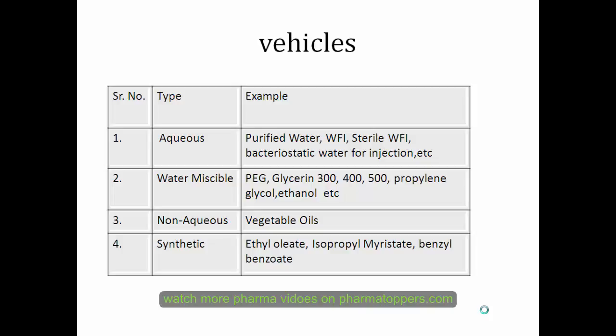In the case of aqueous vehicles, the commonly used are water for injection, sterile water for injection, and bacteriostatic water for injection. Second is water miscible. Examples are polyethylene glycol 300, 400 and 500, then propylene glycol, glycerin and ethanol. Next is non-aqueous, in which vegetable oils are used as vehicles. In the synthetic case, that is ethyl oleate, isopropyl myristate, and benzyl benzoate. These are the main 4 types of vehicle used, and these are the examples.